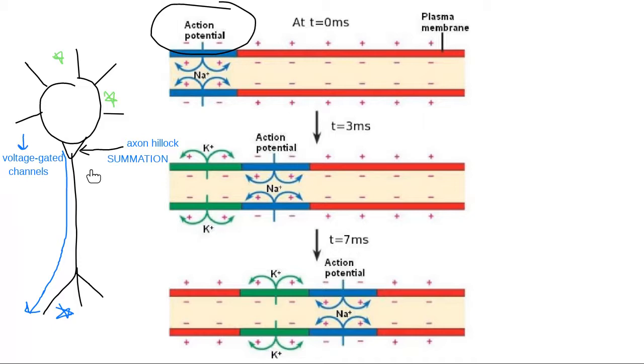So all up and down my axon, all the way down to the axon terminal, that's where I find the voltage-gated channels. Everywhere where I'm sending a message, from where I first hit threshold here at the axon hillock all the way down, I'm going to have voltage-gated potassium and voltage-gated sodium channels, because they help me to move my electrical signal. They give me an action potential.